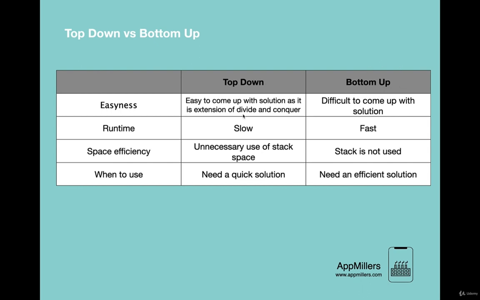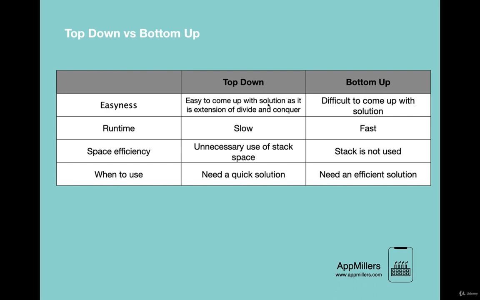Now in terms of runtime, the top-down method is very slow because we are using recursion. Sometimes we call the same method three or four times, which affects the performance. That's why the runtime of the top-down method is slow. But the bottom-up approach performs fast because we are eliminating recursion. If we don't have recursion, it performs efficiently.